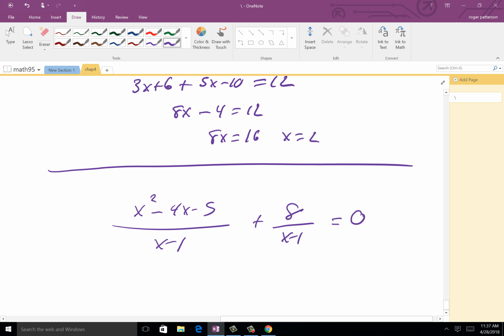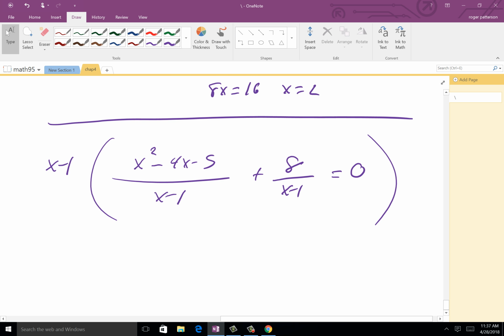Here, notice that we don't have to worry about the common denominators because they're already there. They're already the same. But we can still clear them out. So if we multiply by x minus 1, what are we going to get over here on the left? We're just going to get x squared minus 4x minus 5, because the x minus 1s are going to go. Right? They're gone.